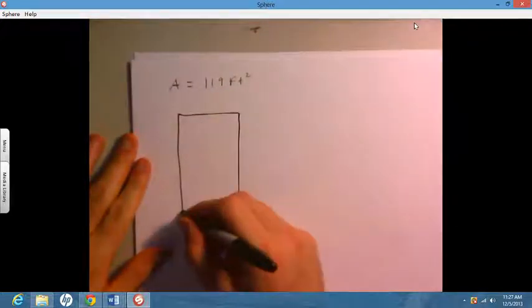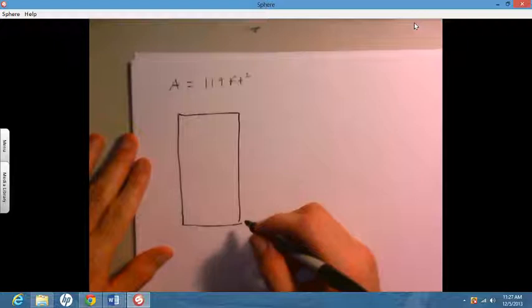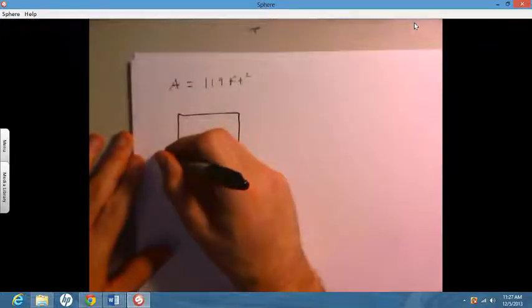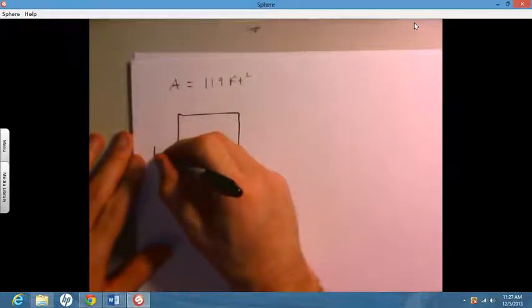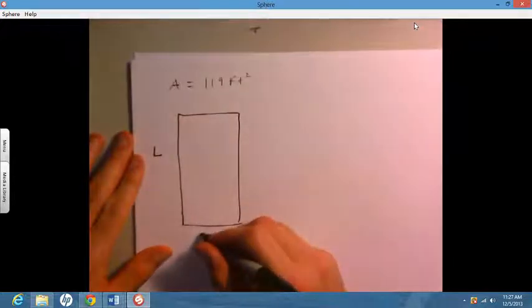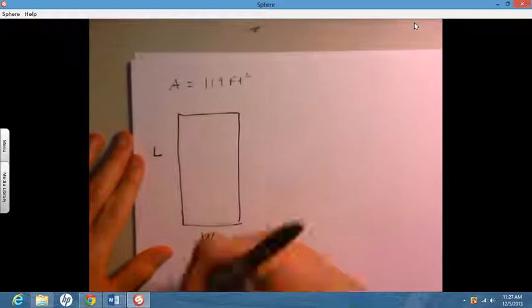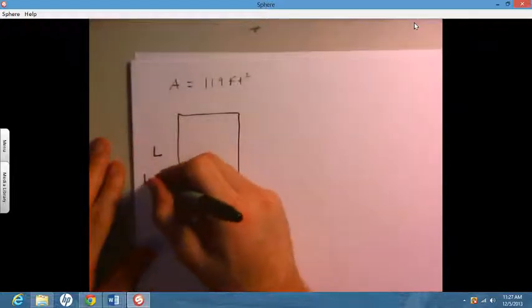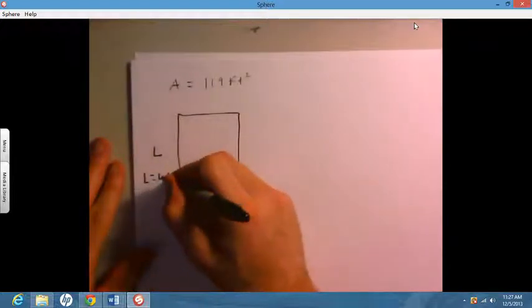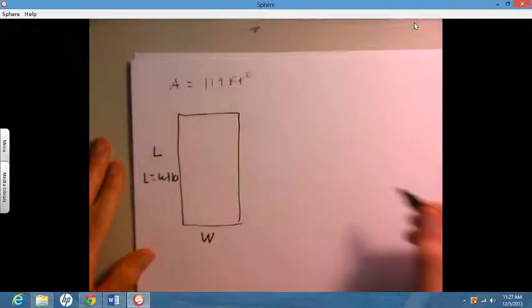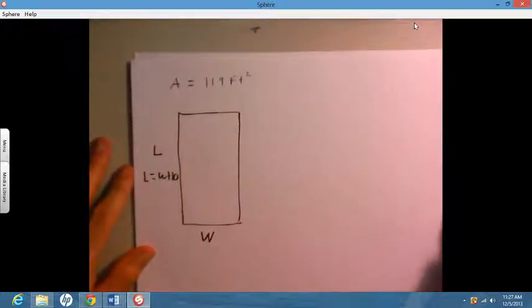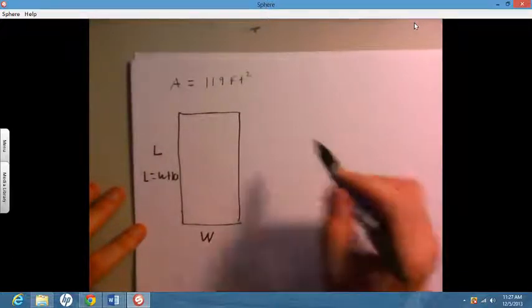So we're told in the question that the length is longer than the width. In fact, the length is 10 feet bigger than the width. So the length is w plus 10, and our objective here is to find the values for L and W, given that this is the area.